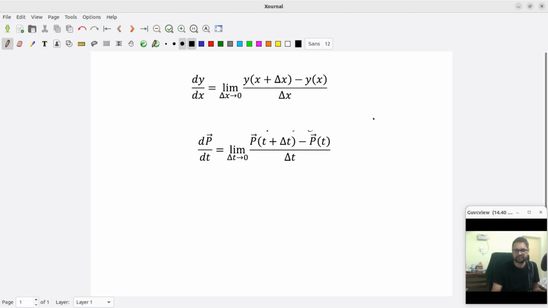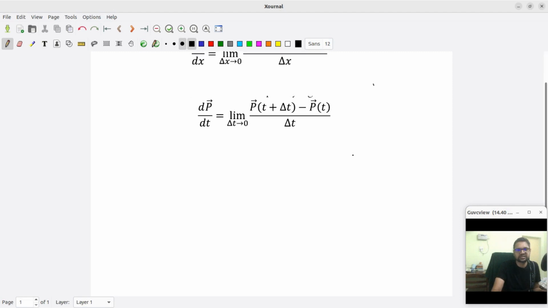Now, this vector has two properties, as we have discussed before, magnitude and direction. So the vector can change in both magnitude as well as direction. So let us look at one by one, step by step. Let us say the vector changes only in magnitude and the direction remains constant.